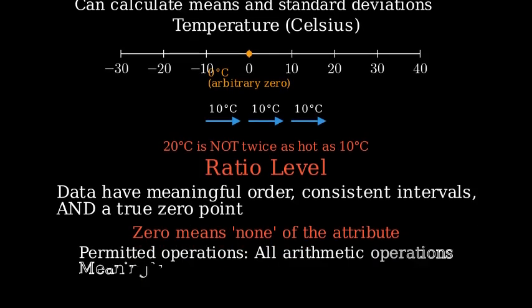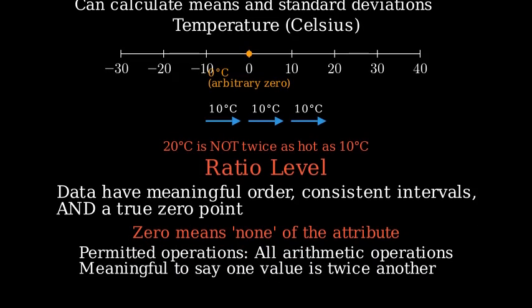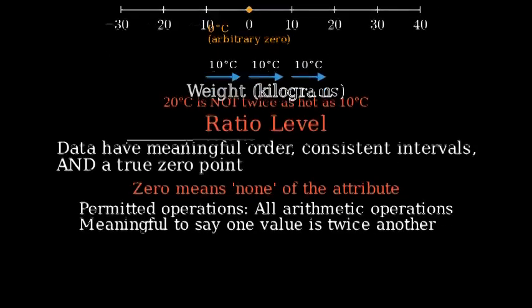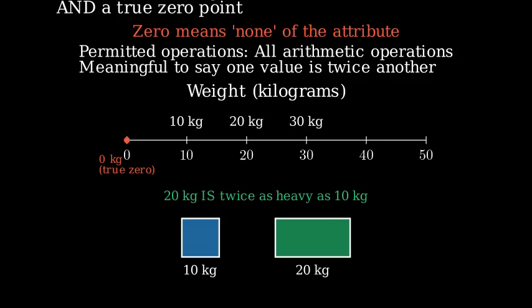With ratio data, all mathematical operations are valid: counting, ranking, addition, subtraction, multiplication, and division. You can calculate geometric means and coefficients of variation. Common examples include weight, height, and income.